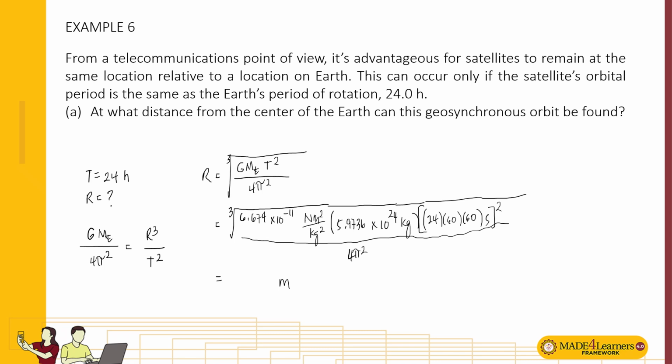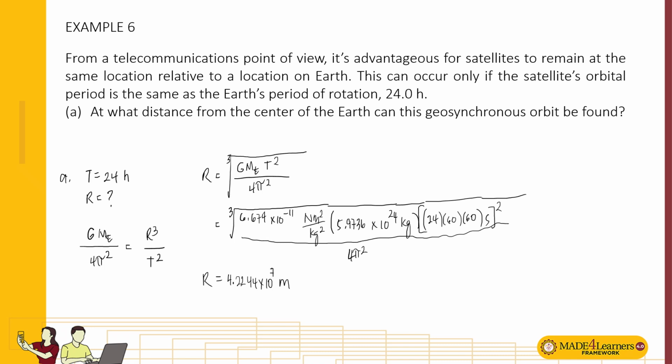4.2244 times 10 to the power of 7 meters. So from the center of the Earth, the orbit is 4.2244 times 10 to the power of 7 meters. So that's for letter A.